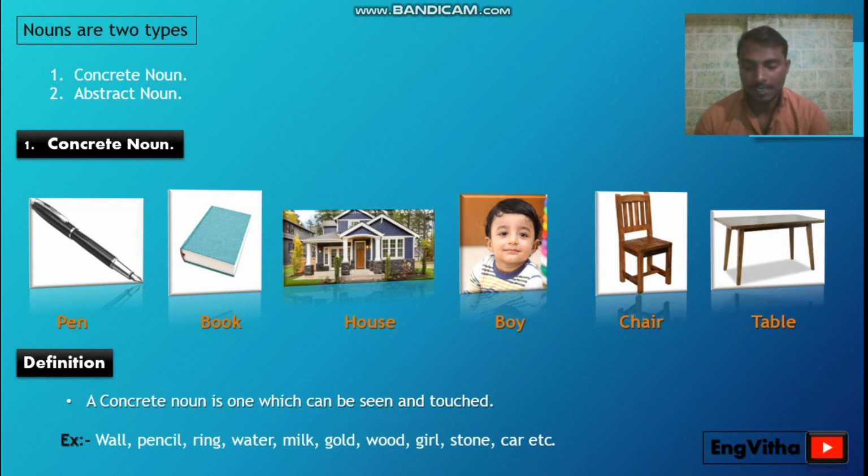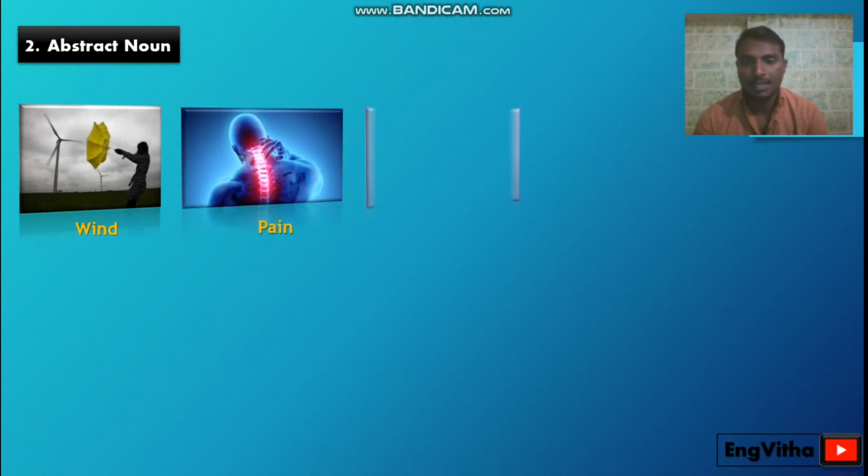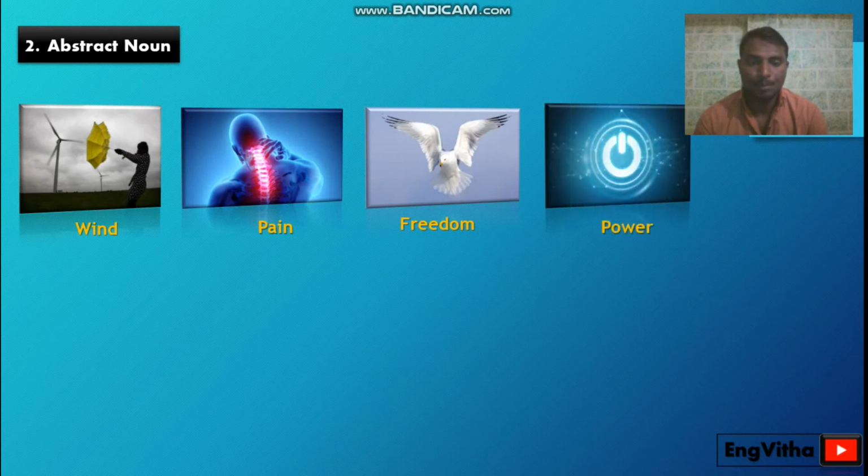Wall, pencil, ring, water, milk, gold, wood, girl, stone, car. These all are things that can be touched and seen. So let us move to what is an abstract noun here. Abstract noun. Before looking at it, you would see a few pictures just for the sake of understanding. Wind, pain, freedom, power.